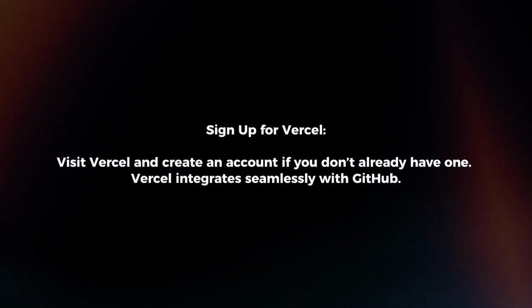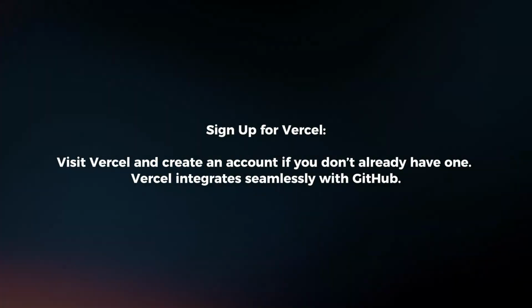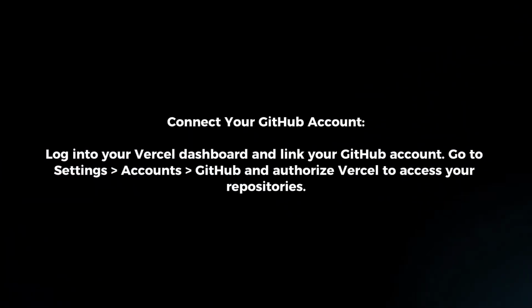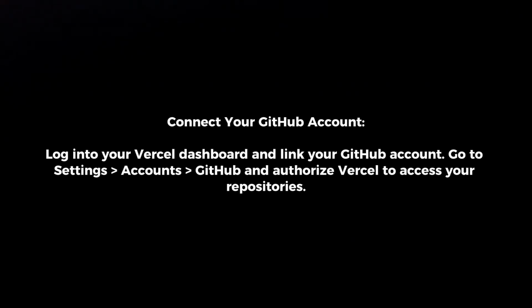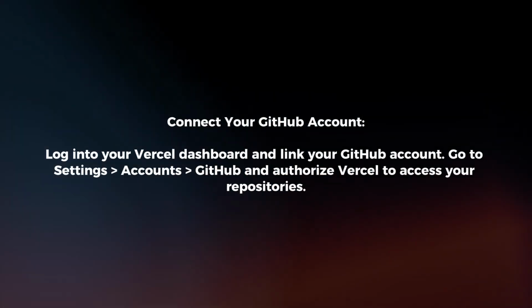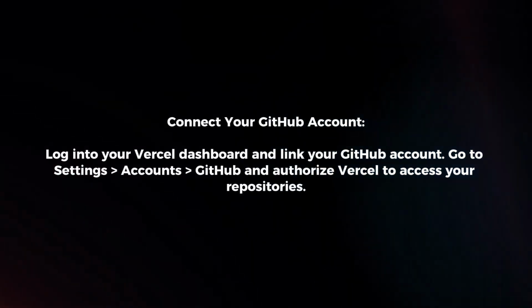Sign up for Vercel. Visit Vercel and create an account if you don't already have one. Vercel integrates seamlessly with GitHub. Connect your GitHub account. Log into your Vercel dashboard and link your GitHub account. Go to Settings, Accounts, GitHub and authorize Vercel to access your repositories.